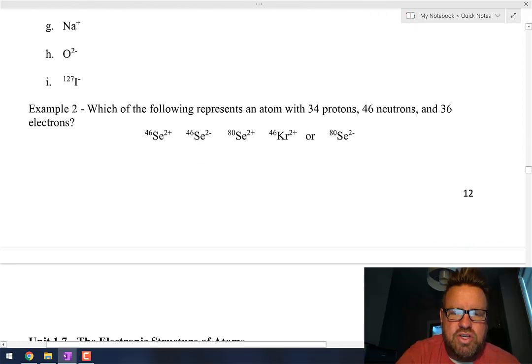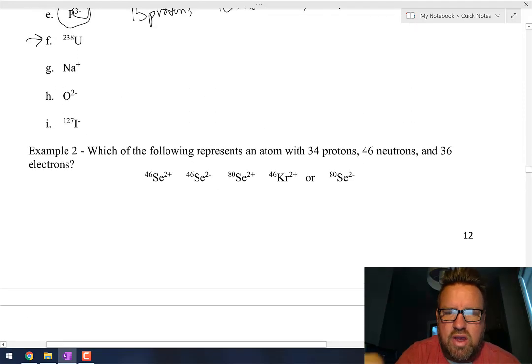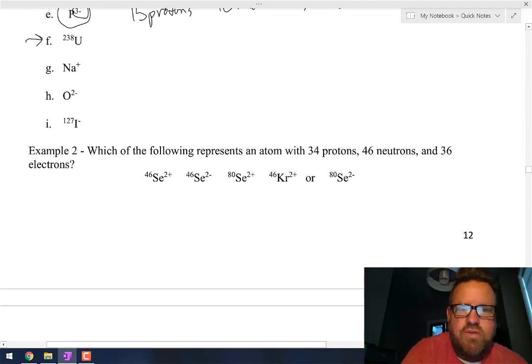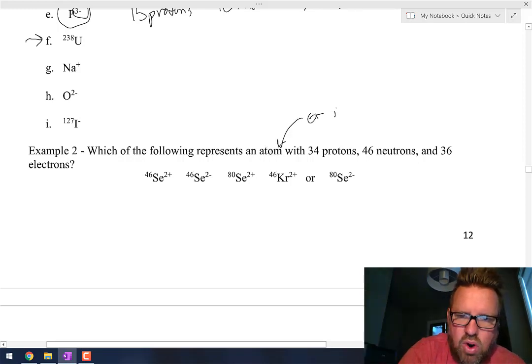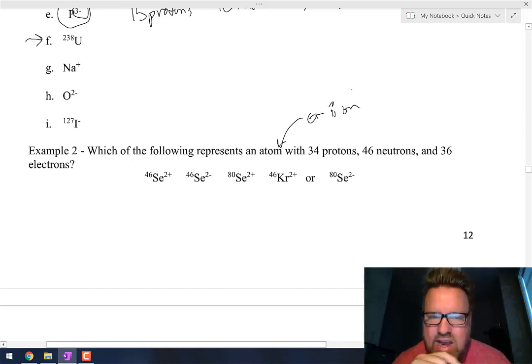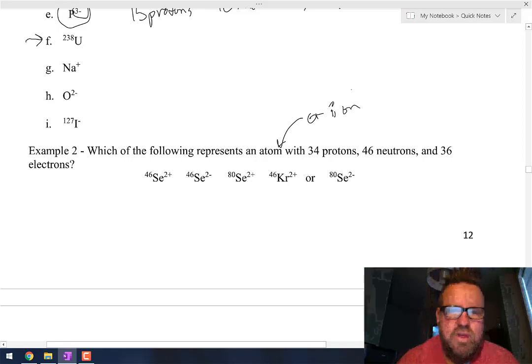Example 2, let's just look at that here real quickly, and then we'll be done with today's lesson. Which of the following represents an atom? And really it should say atom or ion. Because remember, atoms are neutral. So if it's not an atom, then it has to be an ion. So which of the following represents an atom or ion with 34 protons? First of all, what's the only element with 34 protons? It's selenium. So right away, that answer is out. It has to be selenium.